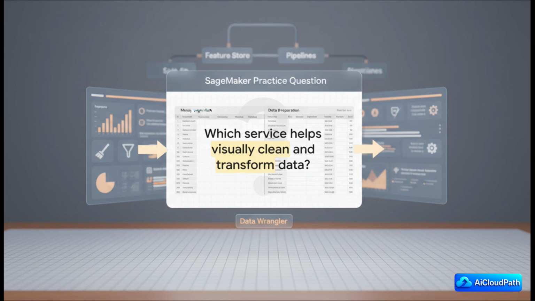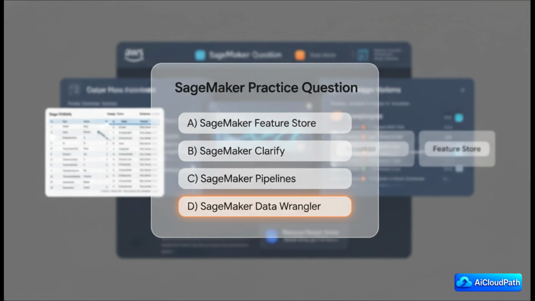Here is the practice question we're going to break down. Now, read the wording carefully: streamline, data preparation, and pay super close attention to visually clean and transform. Trust me, these keywords are your biggest clues. And here are your 4 options. Now look, each of these is a really powerful SageMaker service in its own right, but only one of them is the perfect answer for this specific job. Have a look. Any guesses?